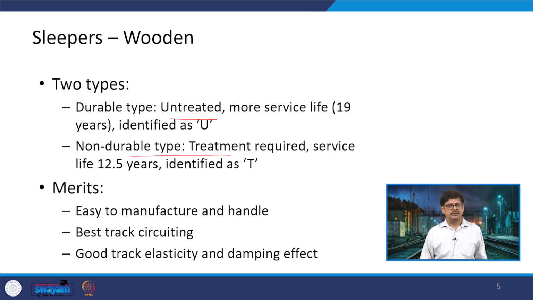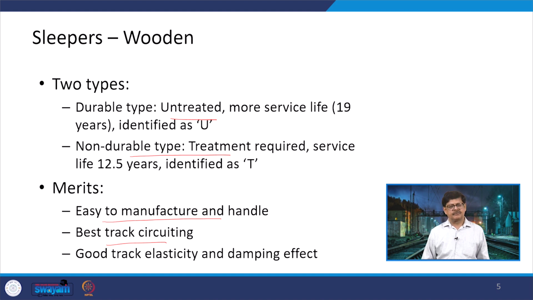Now if you look at the merits of using wooden sleepers, they are easy to manufacture and handle. You need a log of wood and you cut it in pieces as per the requirements, whatever the width, height and length of the sleeper required. Similarly, it was easier to handle these sleepers, and because it is wood, it was observed that if track circuiting is being done, these are the best.